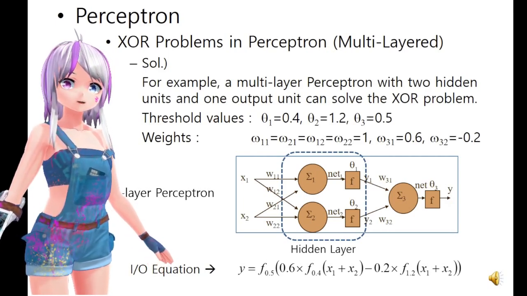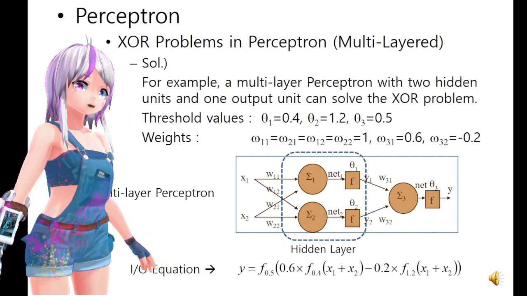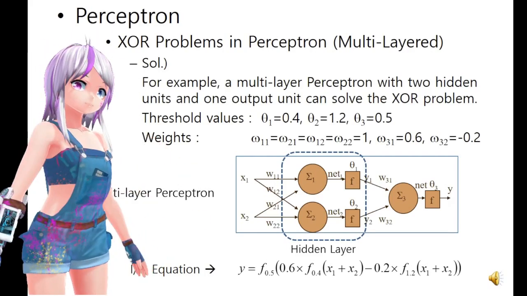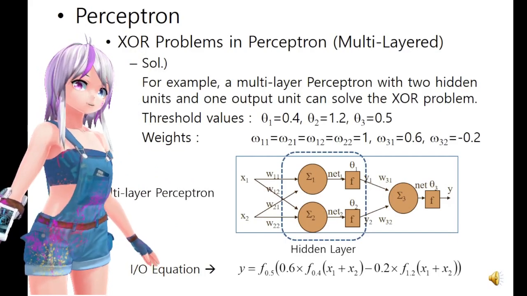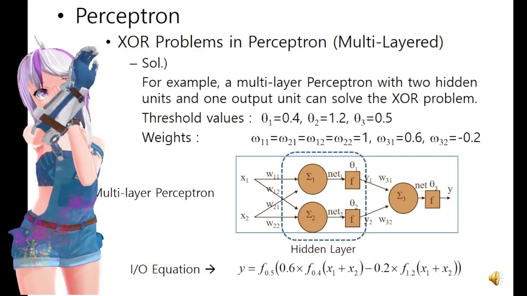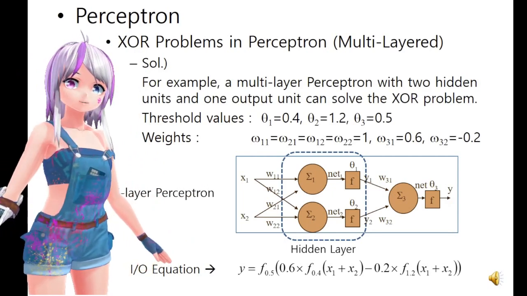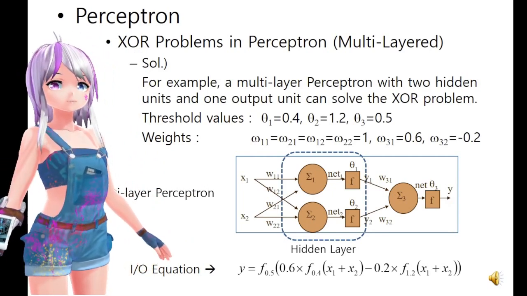But you are not going to use this IO equation whatsoever. Too complex. And this is not the goal of neural nets. So these are all black box.